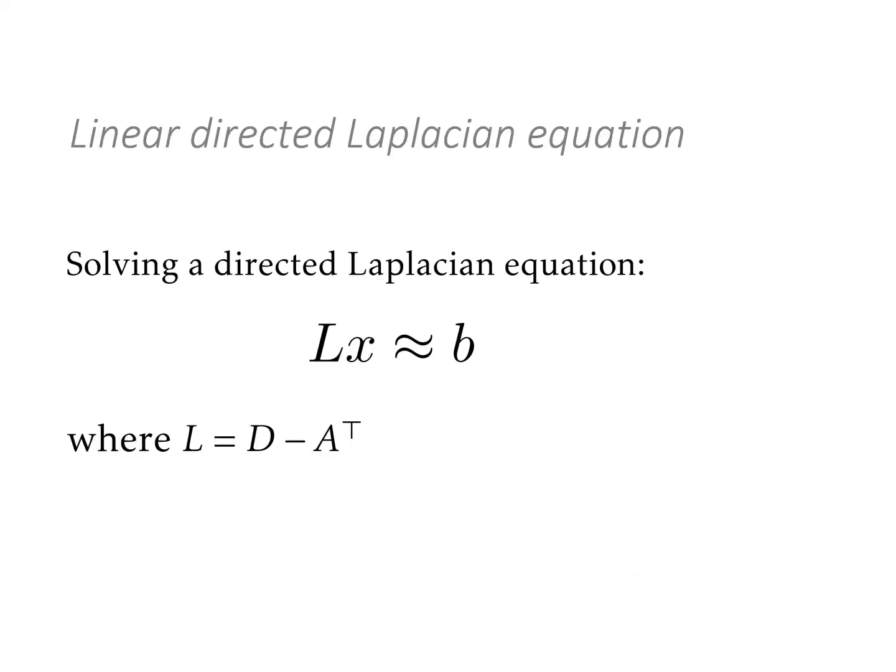In this paper, we focus on solving linear directed Laplacian equations. That is, given a strongly connected graph G, its Laplacian matrix is defined as the out-degree diagonal matrix minus the transpose of its adjacency matrix. Then for any given vector b, we want to find a vector x, such that Lx approximates b.